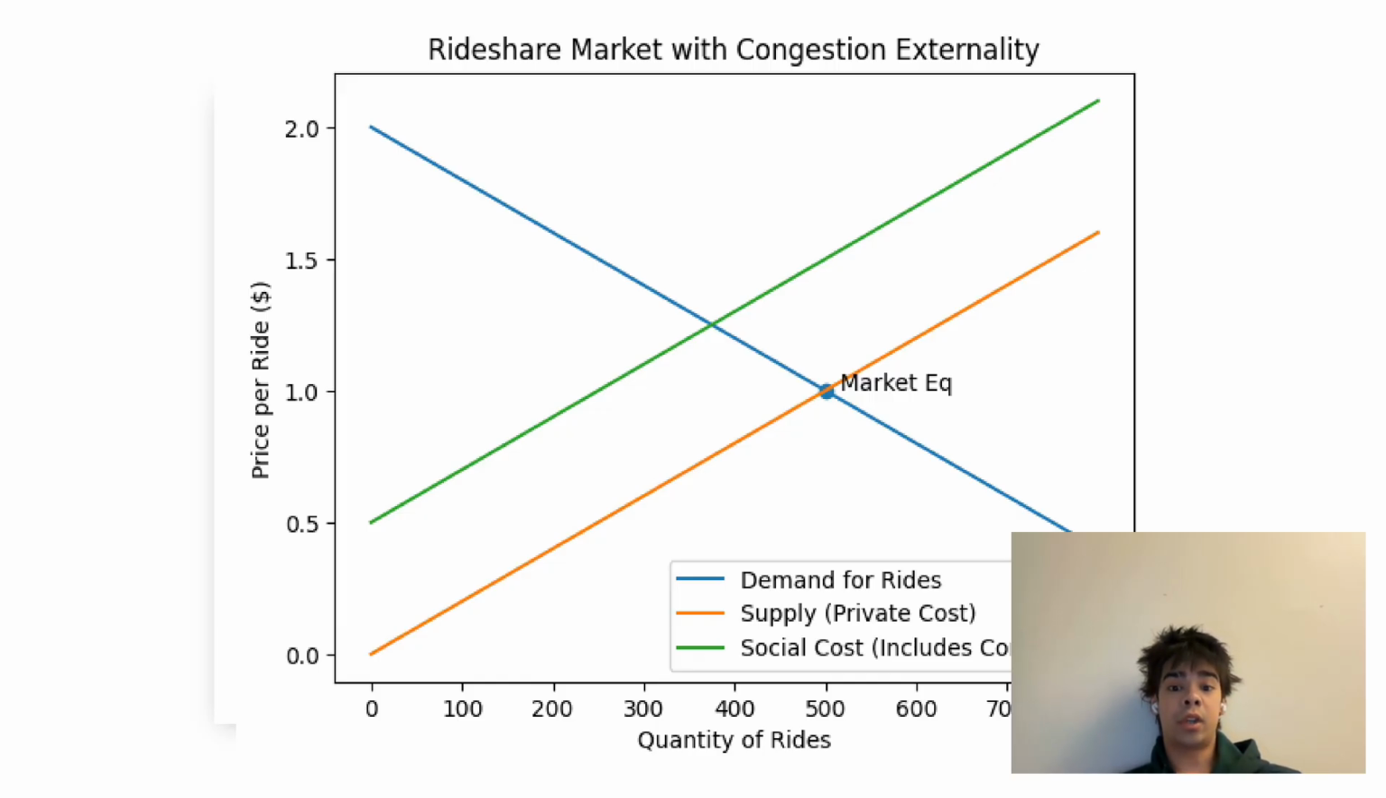So the socially efficient quantity occurs where demand intersects the social cost curve at 375 rides. However, the market equilibrium produces 500 rides. So that means that the market overproduces rides relative to the socially optimal level.